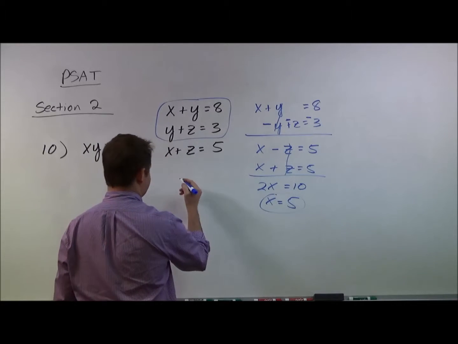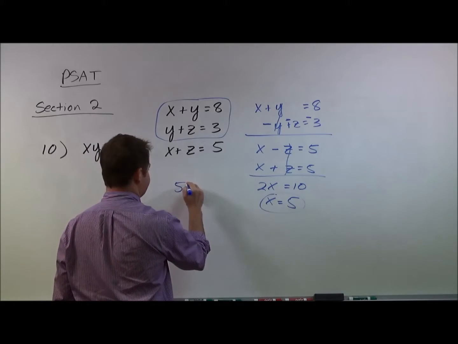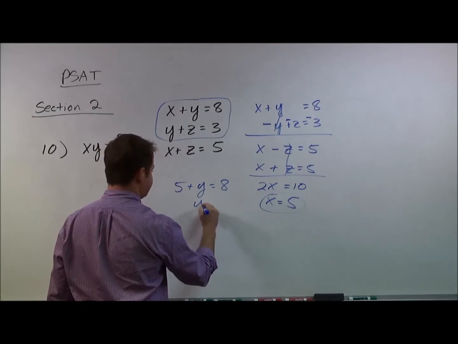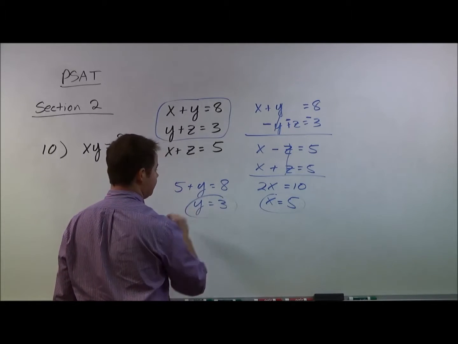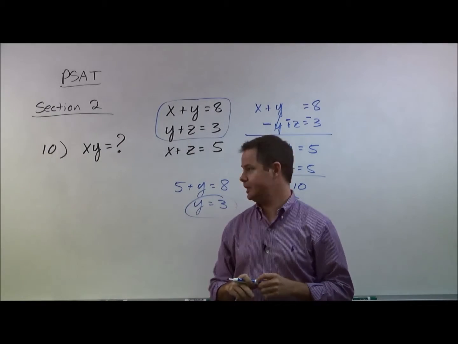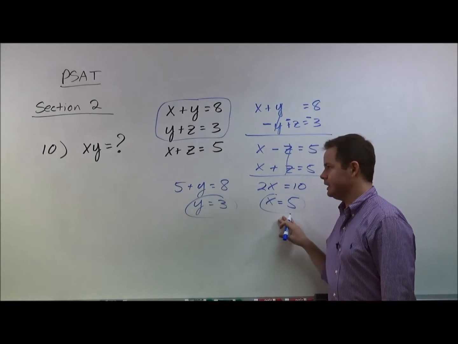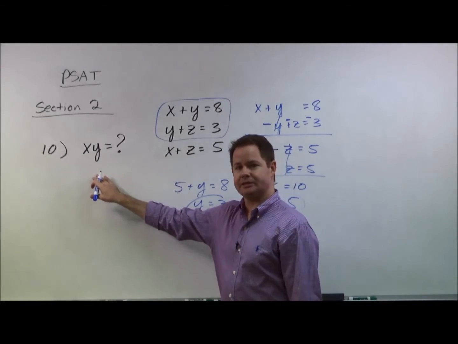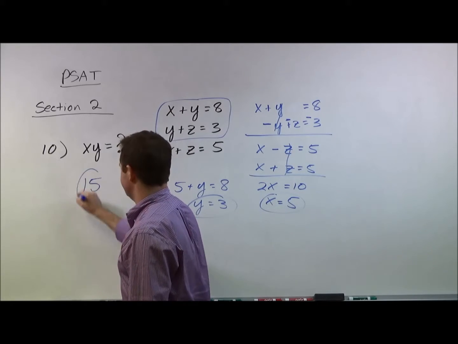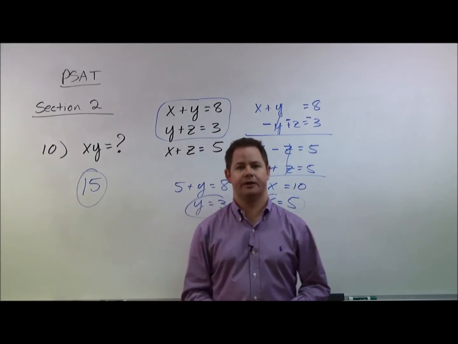And if x equals 5, then that first equation becomes 5 plus y equals 8. We subtract 5 from the other side, and we get y equals 3. Now we have everything that we need in order to answer the question. Y is 3, x is 5. We're doing x times y, and when you multiply those together, you get 15 as your final answer for question 10.